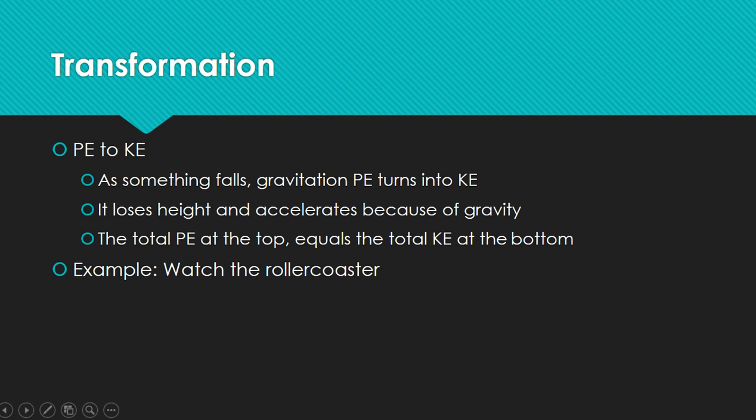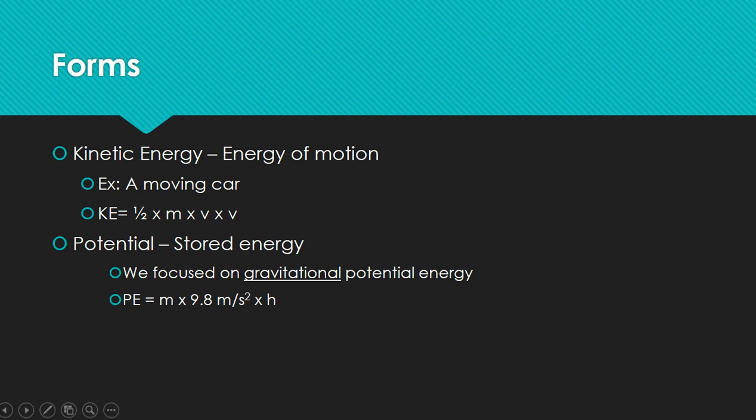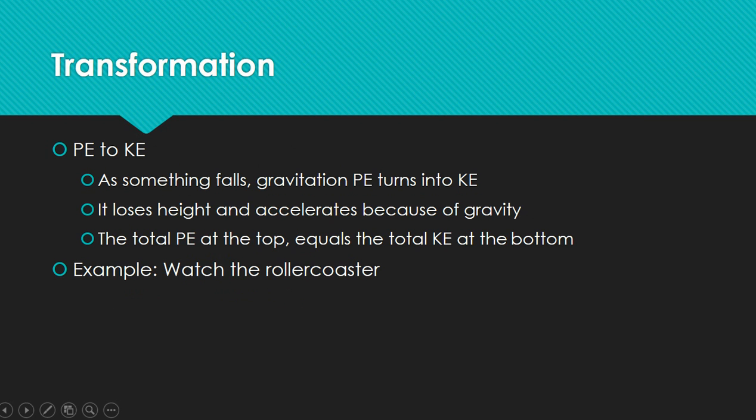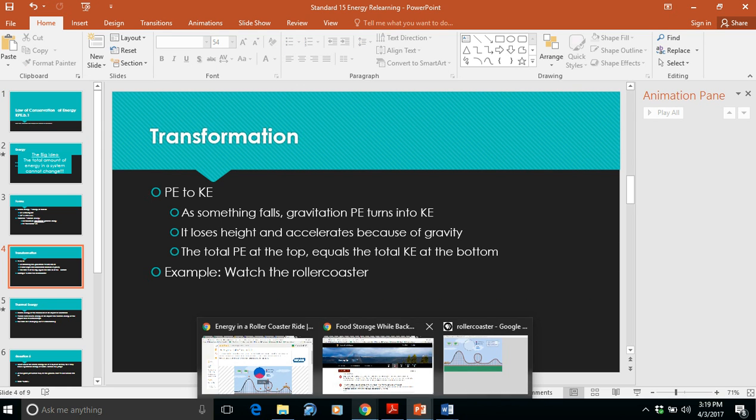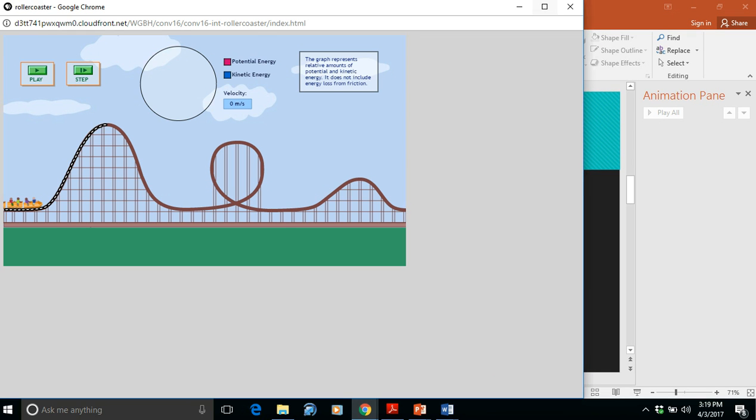Now again, how does this happen? Well, when we go from potential to kinetic, as something falls, gravitational potential energy, sorry, that should say gravitational, not gravitation, turns into kinetic energy. It loses height, so if we go back to our equation here, the height decreases, but the speed is going to increase. And the total amount of potential energy at the top equals the total amount of kinetic energy at the bottom. So let's take a peek at this roller coaster example that I have for us today.